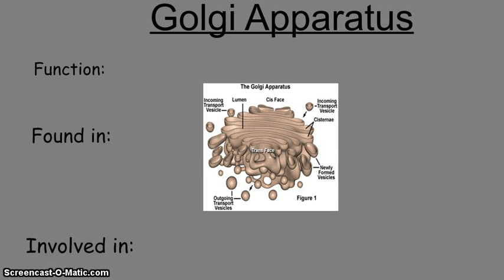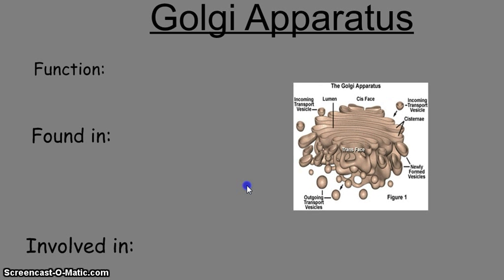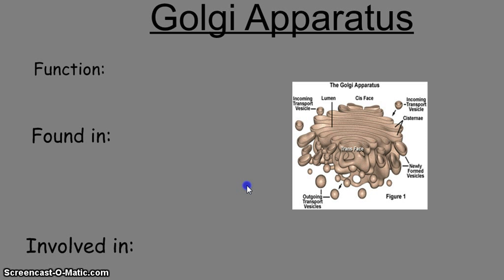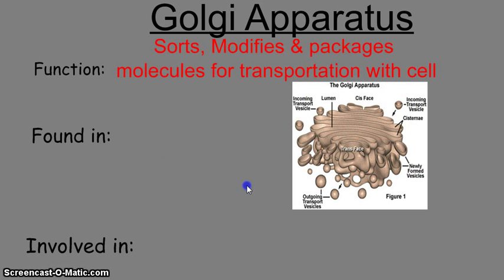The Golgi apparatus. The Golgi apparatus is the one you see on the screen. We'll see that a lot of times it's near the endoplasmic reticulum, which is coming up, and on the edge of, or near, the cell membrane. Its job is to sort, modify, and package molecules for transportation within the cell itself and externally to the other cells around it. You can see it's like a conveyor belt going in one way, going out the other way.